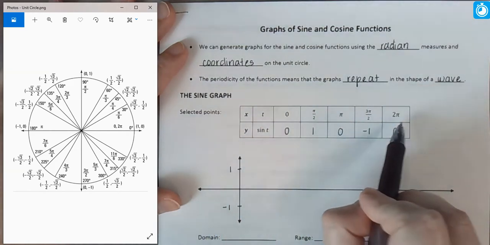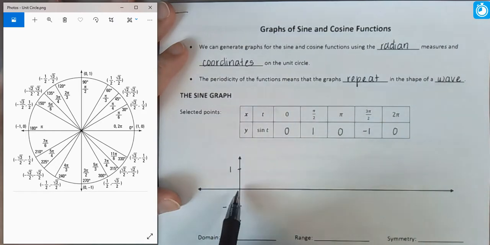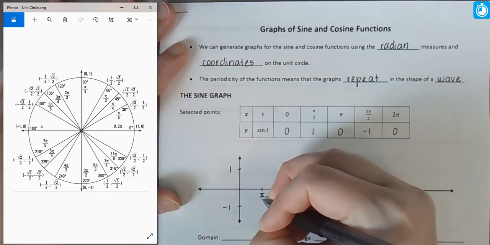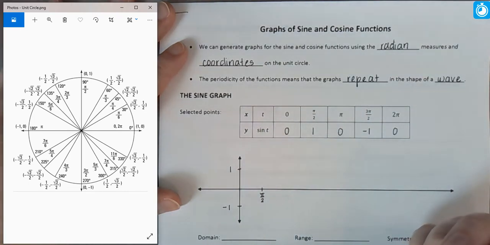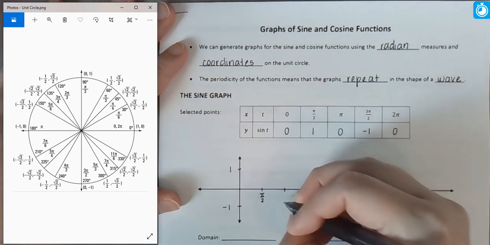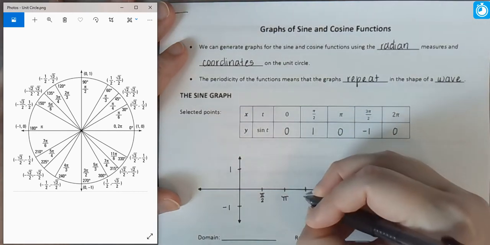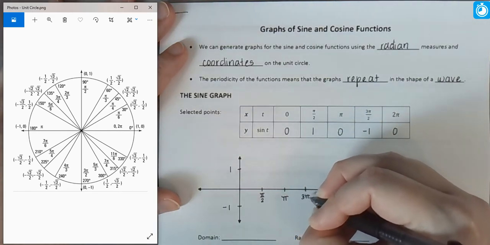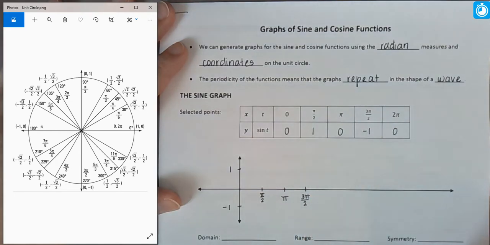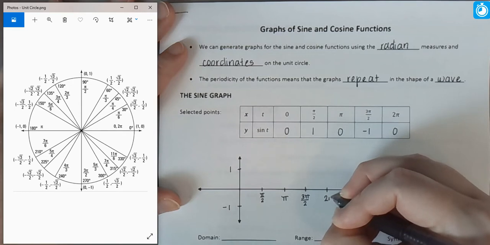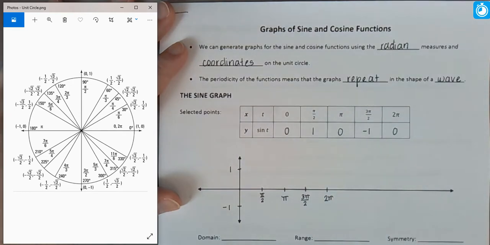Okay, and then let's label our x-axis with our radian measures. So we have 0 radians. And then once we rotate around the first quadrant, we get to pi over 2 radians. Continue rotating, we get to pi radians. Again, continue rotating, we get to 3 pi over 2 radians. And then we come back full circle once we get to 2 pi.